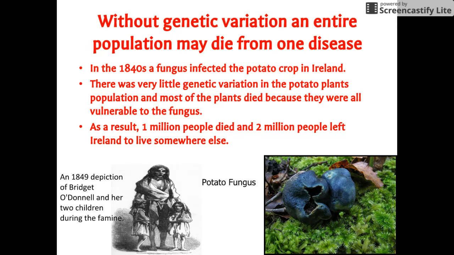Without genetic variation, we know, especially from our pop quiz, that it can cause an entire population to become extinct, and one of the most prime examples is the potato blight that occurred in Ireland in the 1840s. All the potatoes were the same. They were clones, and a fungus came in and wiped them out. Over 1 million people died, and then 2 million people left Ireland and came to the U.S. or wherever and had to try to start a new life.